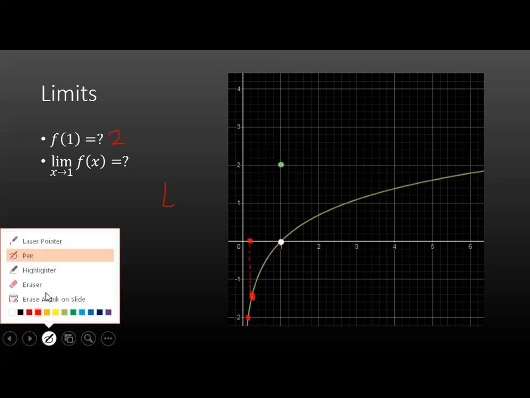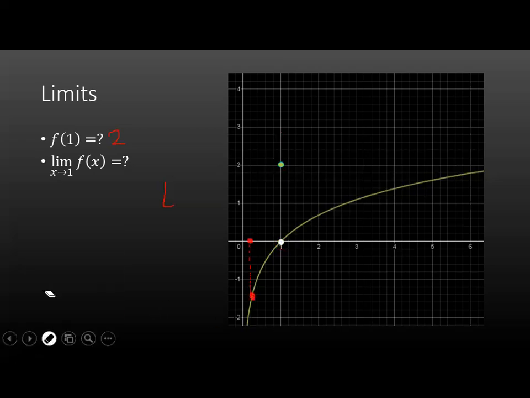Let me erase this one. Which is basically close to negative 1.5. Now, how about this one? It gets closer here to the x value of 1. You will have a y value closer to negative 0.5. Now, if we get closer here, you get closer to 0. So therefore, on the left side, it approaches 0.